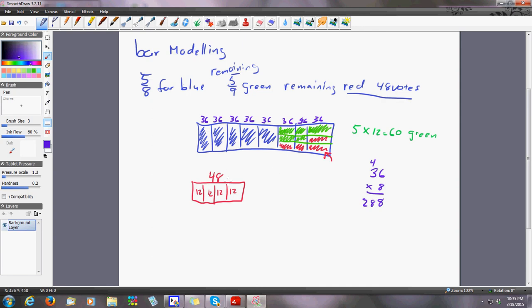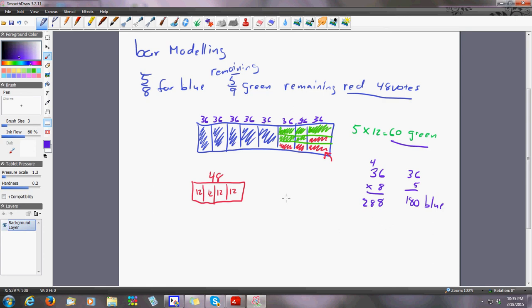And now let's see, it says how many were for blue. So I'm going to count 1, 2, 3, 4, 5. So I'm going to multiply 36 times 5. This is actually a really, really important number. 36 times 5 is 180. So 180 voted for blue. It said how many voted for green? Well, I already found 60 voted for green.